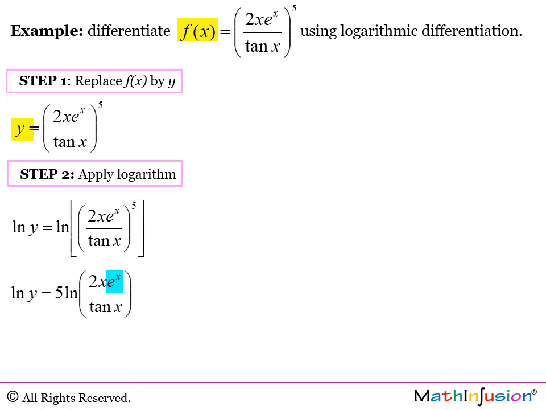First of all, we will use the power rule for logarithm and we get 5 times ln of this expression. Now we can break this into a sum and a difference. The 2x e to the x is in the numerator, so we're going to have ln of 2x plus ln of e to the x, which is just x, and then we have to subtract ln of tangent x because tangent x is in the denominator of that.